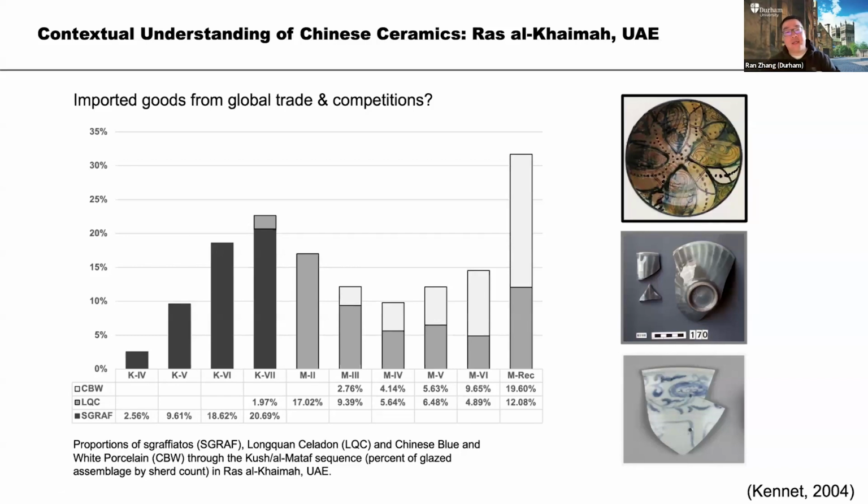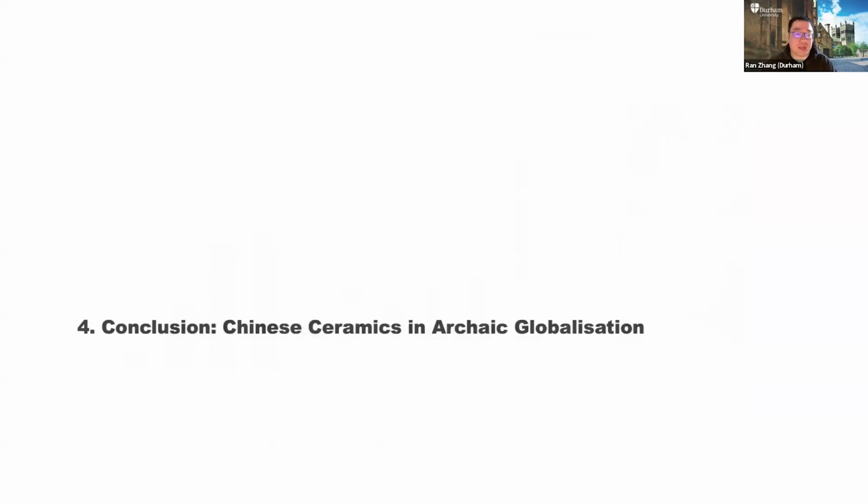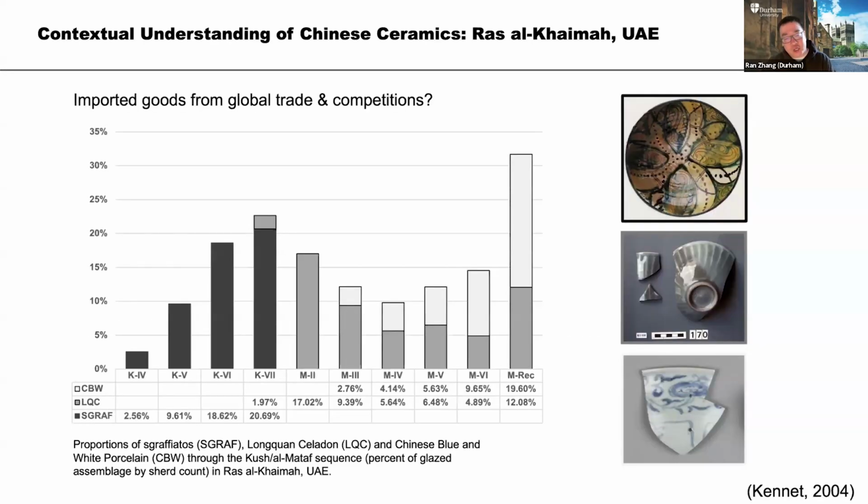So you can see the different types of competition in Chinese ceramic consumption on a site like Ras al-Khaimah. Probably in many other sites you can see the same pattern or a different pattern. We don't have time to introduce all of them, and we also need to study them in the future, to get a better understanding of the contextual uses of Chinese ceramics.